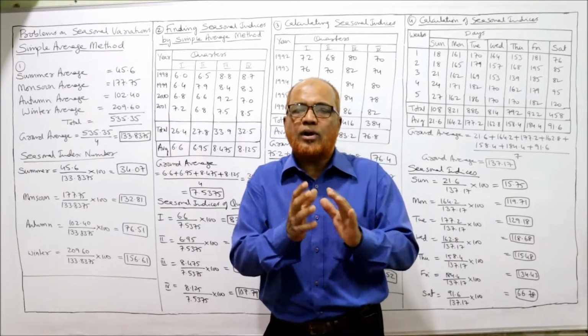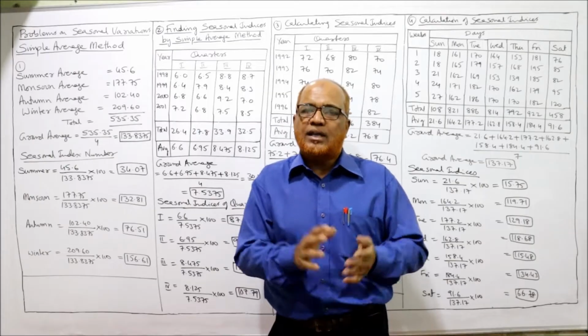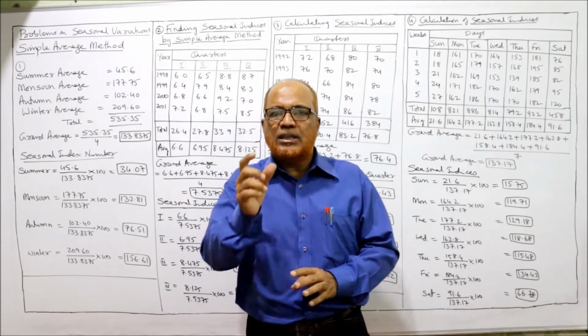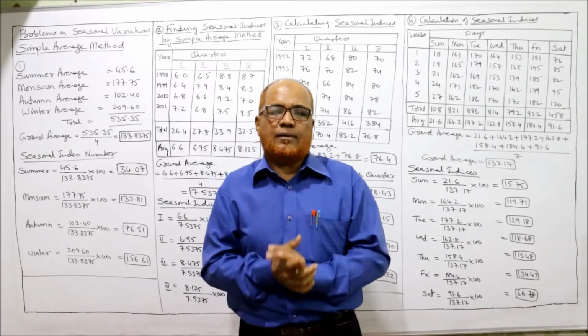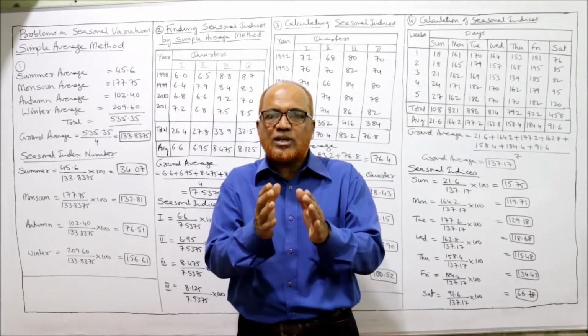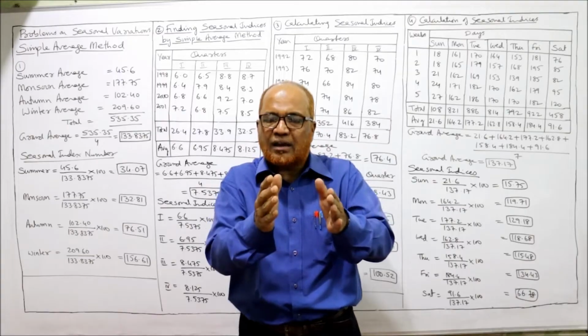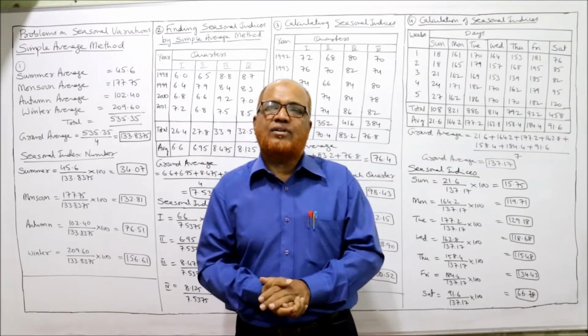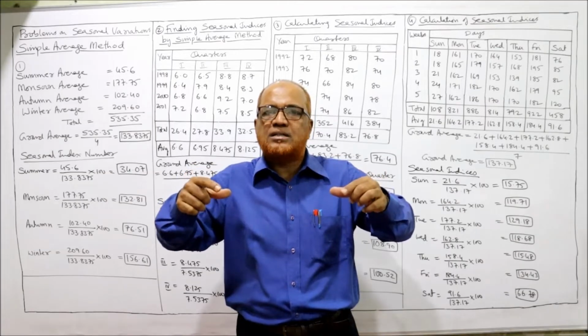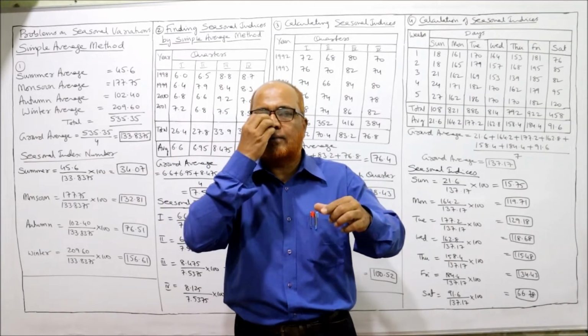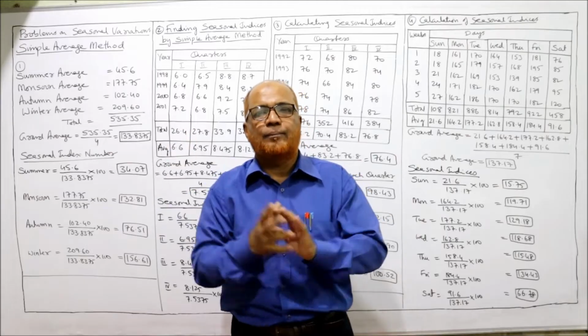The second component of the time series is seasonal variation. The seasonal variation shows the changes in the values of the variables within 1 year, and these fluctuations within 1 year will get repeated year after year. That means the same pattern of changes will be repeated from one year to another. It will be continued repeatedly.